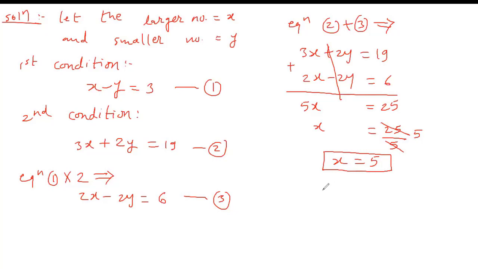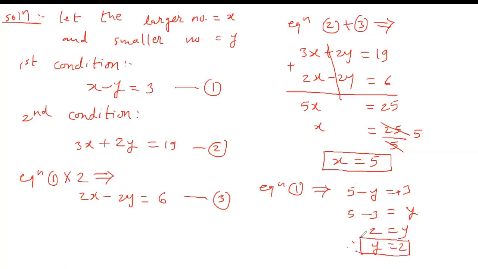Now let's find the value of y. We are going to put x equals 5 in equation 1. So equation 1 implies 5 minus y equals 3. Here it is minus y, on the right side it becomes plus y. Here it is plus 3, it becomes minus 3 on the left side. 5 minus 3 is 2. So therefore y equals 2. And therefore students, the required numbers are 5 and 2.